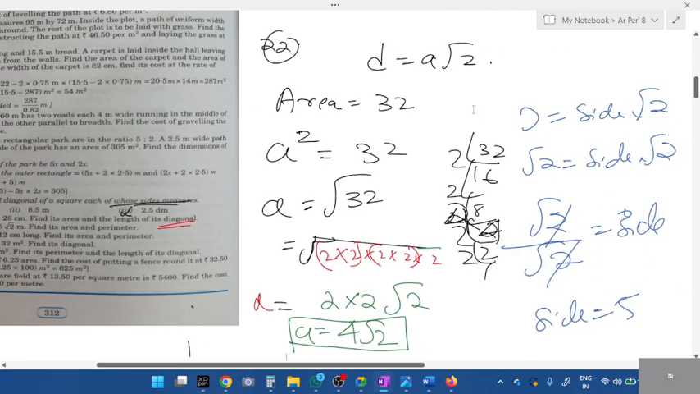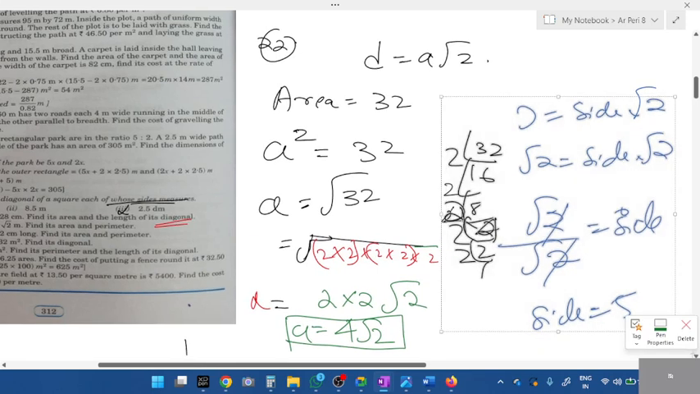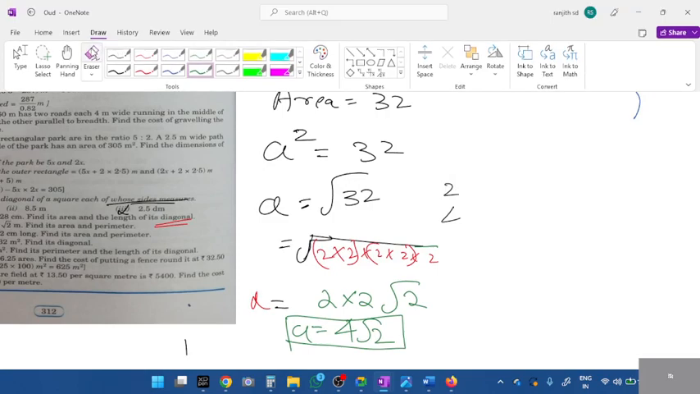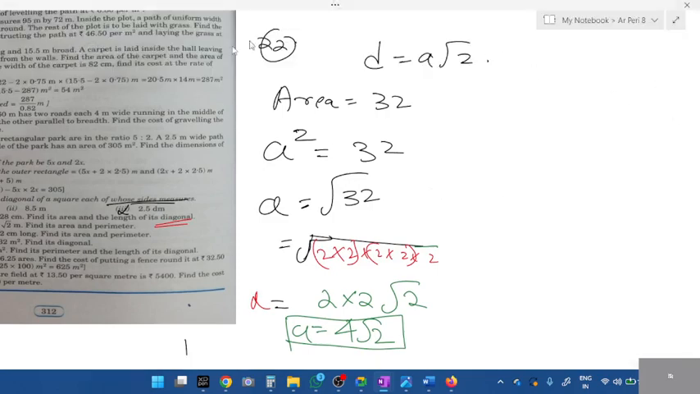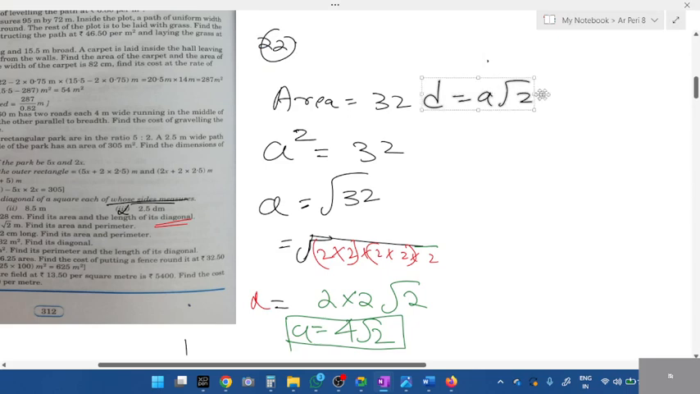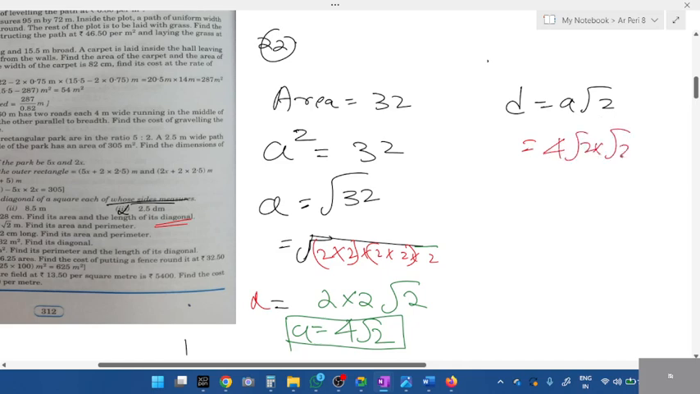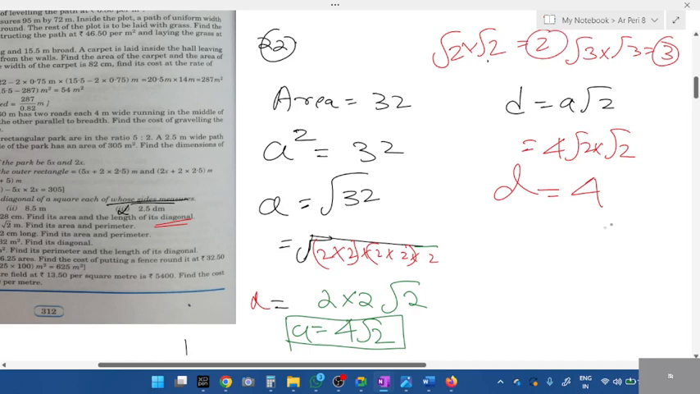Now let us substitute this value of A on the other side. In order to find diagonal, we have to substitute this A here. Diagonal is equals to 4 root 2 into root 2. And remember, root 2 into root 2, students, exponent concept. Root 2 into root 2 is 2. When you multiply two same values like this, the answer is the number itself. So the answer is 8. Diagonal is equals to 8 centimeter. This is how we solve.